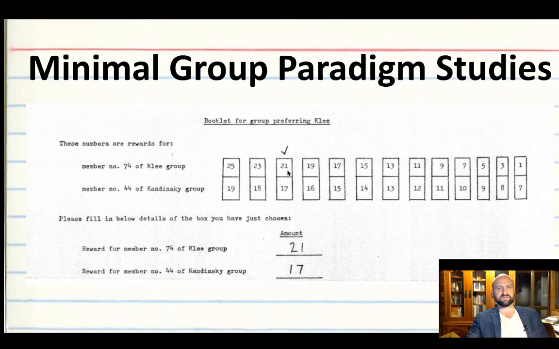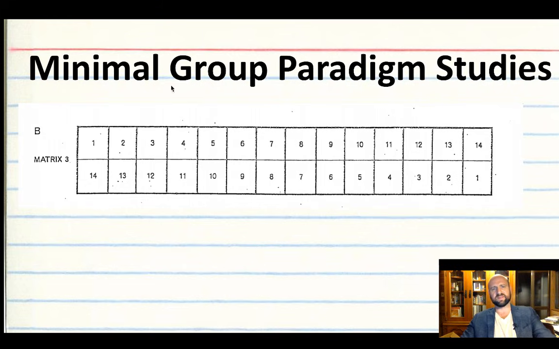What's interesting here is, I'm not sure why he didn't go with 25 and 19, except for the fact that you're having to give more to the out-group. But why wouldn't you? Anyway, he's going with 21 and 17 because maybe he doesn't want to give the out-group that many rewards. This is how they did it. They gave them different matrices like this and asked them what they would do, and then took the averages.